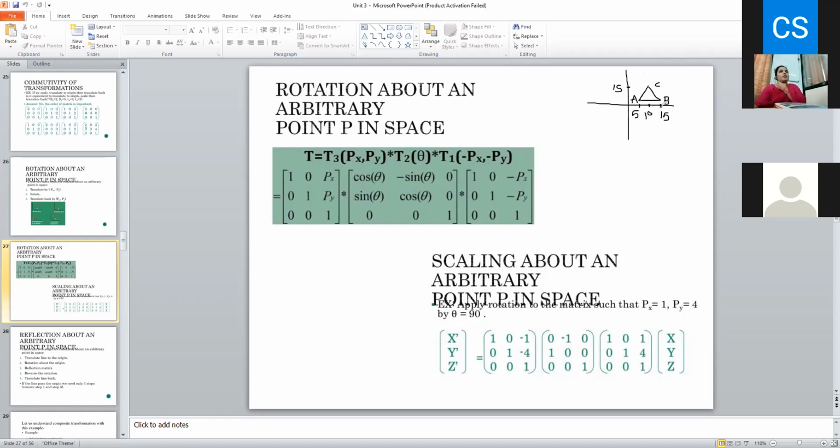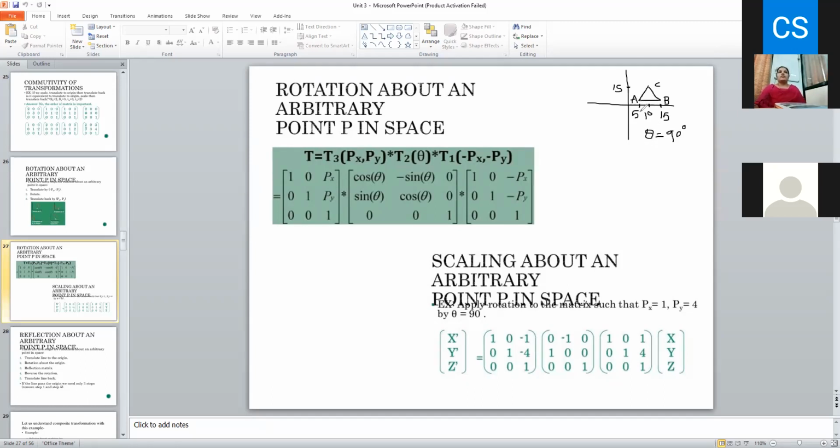Okay. So what is the question? Triangle ABC is given, and you have to carry out the rotation of this triangle about point A by 90 degrees in the anti-clockwise direction. So what is theta? Angle of rotation is 90 degrees.